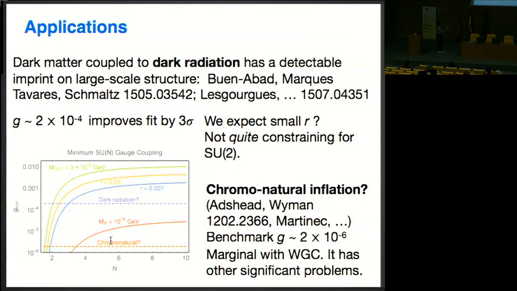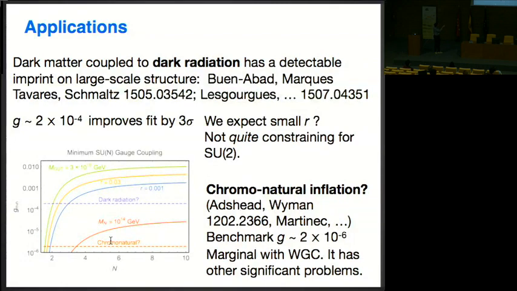And what Buenabad and collaborators showed is that if you have a coupling of 10 to the minus 4, you can improve fits by 3 sigma. Well, what we've said is that if you have a gauge coupling of 10 to the minus 4, you should have a cutoff that in an SU(2) theory goes like the square root of that number times M Planck, so a cutoff below the GUT scale. In a higher SU(N) theory, the cutoff becomes even lower, and so here's a plot as a function of gauge coupling and N for an SU(N) gauge theory.